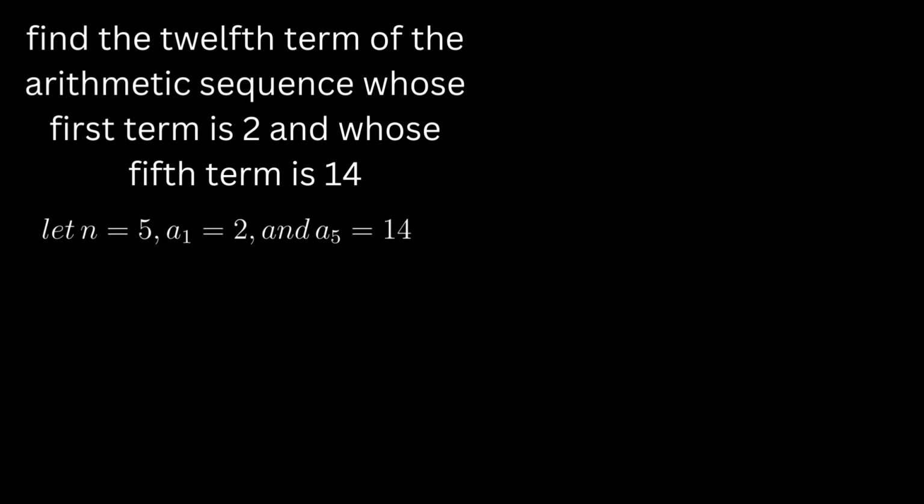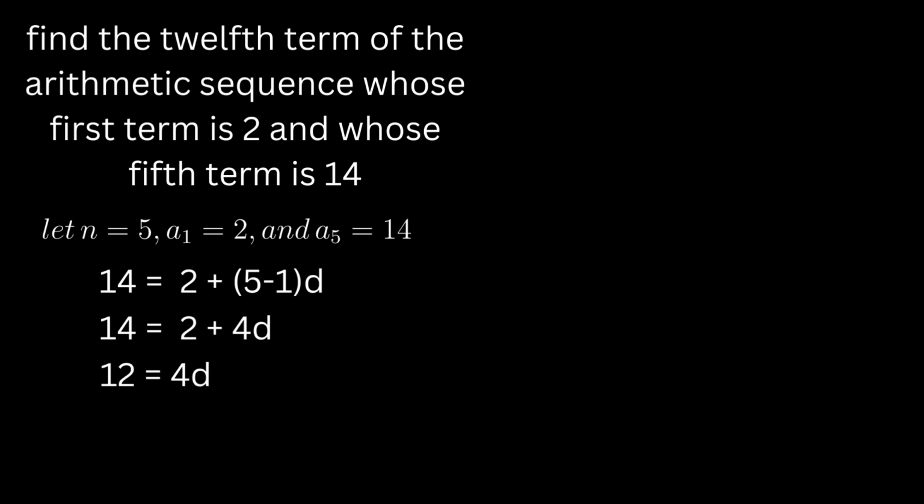Let n be equal to 5, a_1 be equal to 2, and a_5 be equal to 14 in the formula a_n equals a_1 plus the quantity n minus 1 times d to find d. Thus, 14 equals 2 plus the quantity 5 minus 1 times d. 14 equals 2 plus 4d. 12 equals 4d. 3 equals d.